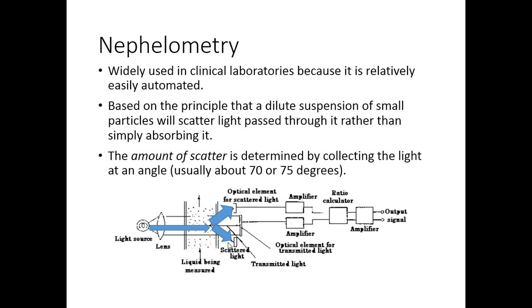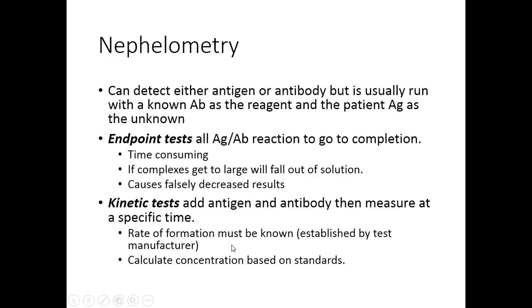So nephelometry is the amount of scatter when, remember, light is passing through. When it hits a small particle, the light scatters off to the side, and it could scatter left or right. Nephelometry is great because it can detect either antigen or antibody, but it's usually tested with a known antibody. That's the most common method, and we're looking for antigen in the patient. So usually the antigen is the patient unknown.